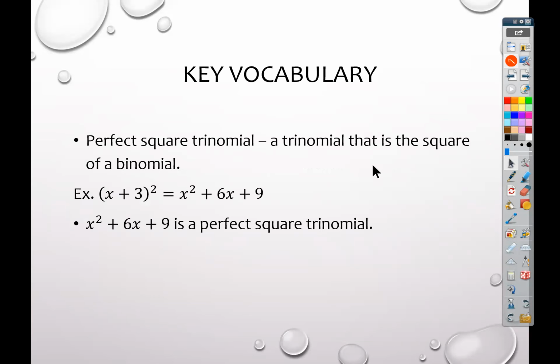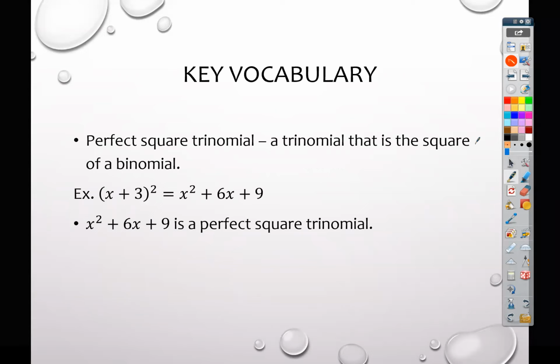So key vocabulary: a perfect square trinomial is a trinomial that is a square of a binomial. For example, if you have x plus 3 squared, you would multiply it out and get x squared plus 6x plus 9. That answer, that product, is a perfect square trinomial. So today we're going to be taking those perfect square trinomials and factoring them back into the form that you see here, x plus 3 squared. So we're going backwards.